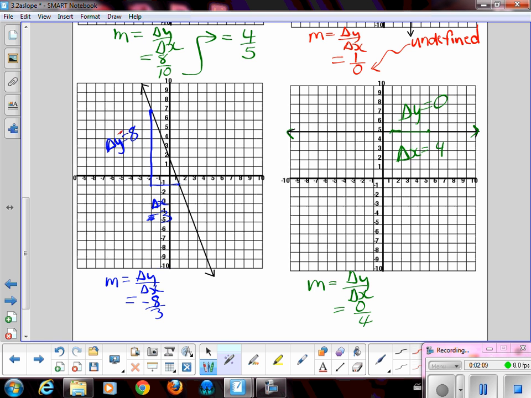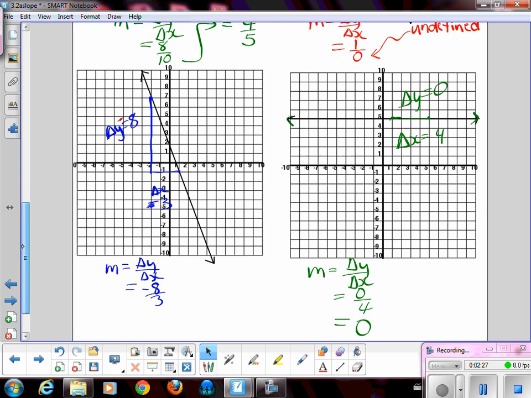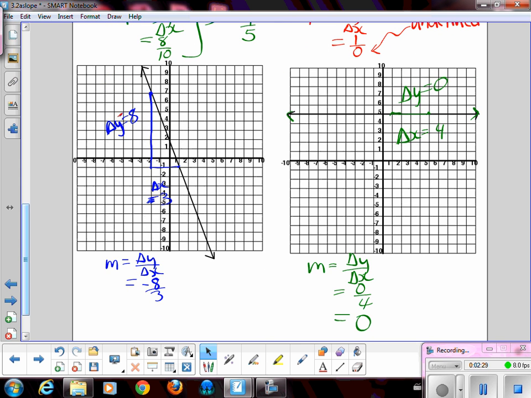Now, what's different about this one compared to the one that's, for instance, up here that was undefined? 0 divided by 4 is a number that we can calculate, and that number is 0. So the only time that's an issue when we're dealing with slope and the number 0 is if they're asking us to divide by 0. So dividing by 0 is undefined. 0 divided by a number gives us 0.